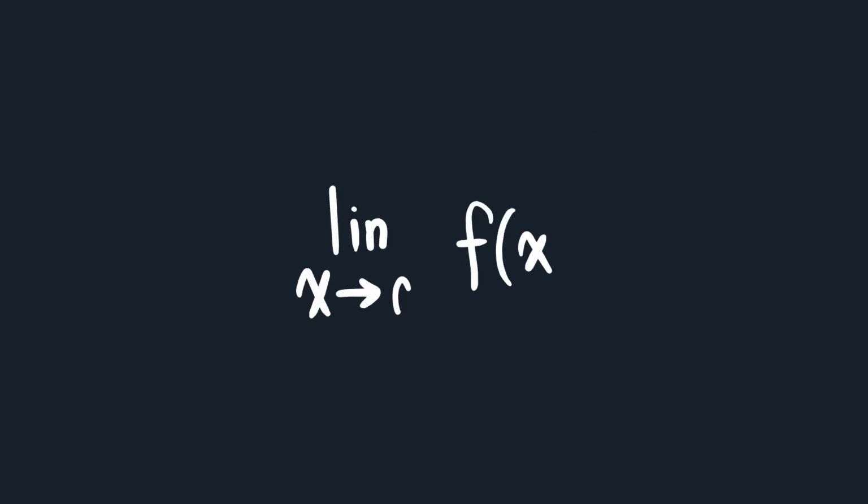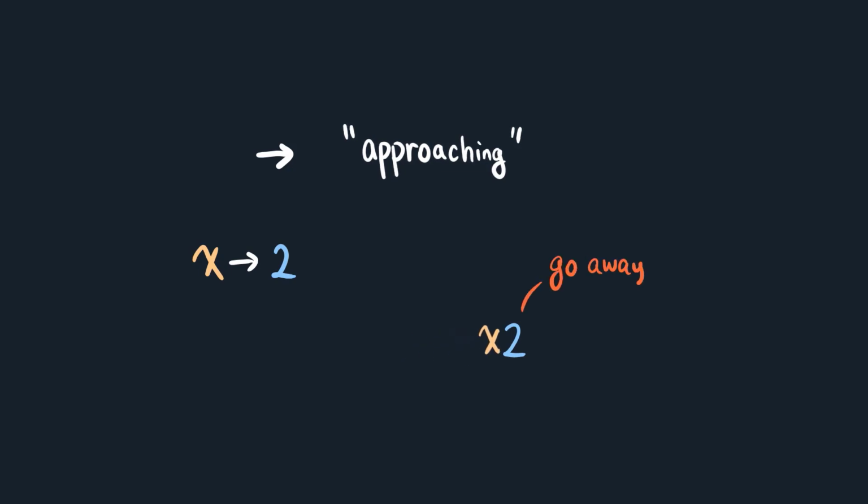What's a limit? In basic calculus, we can use limits to analyze function behaviors, and more importantly, to define the derivative. What does it actually mean when it says x right arrow a here? First, the arrow means approaching. So x right arrow 2 means x is approaching 2.